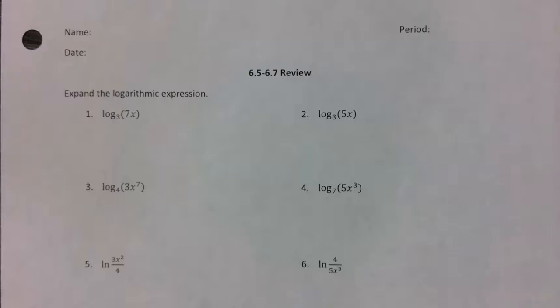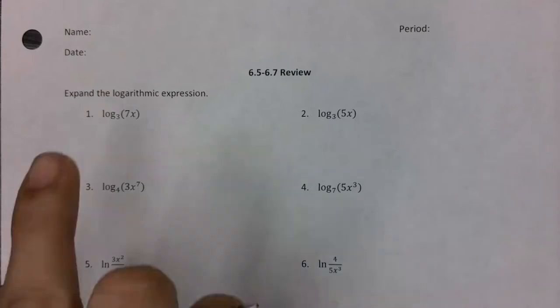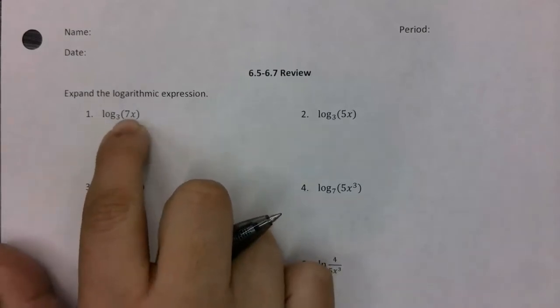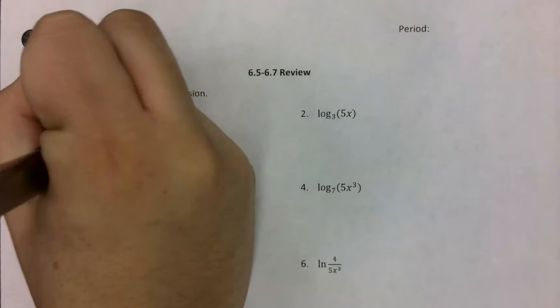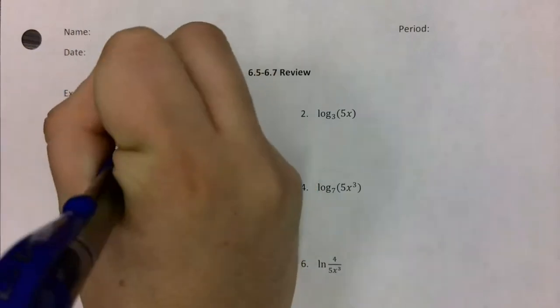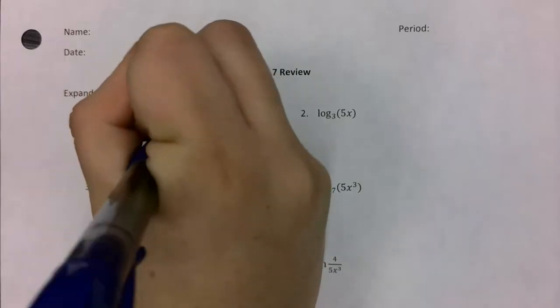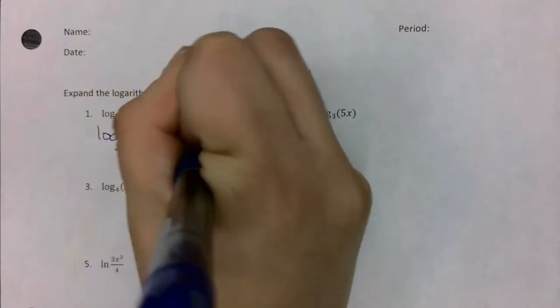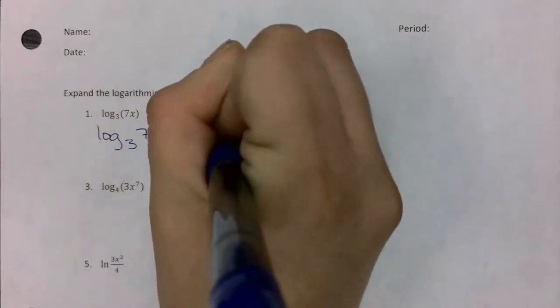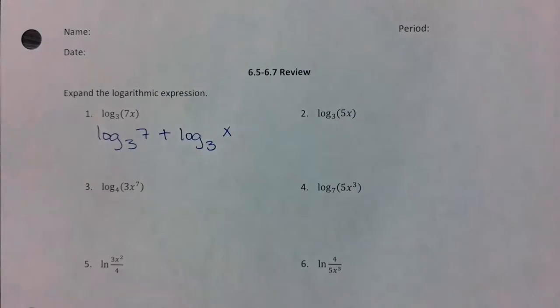So when it tells me to expand a logarithmic expression, this means to make it really big and put pluses where I have multiplication and subtractions where I have division. So on the first one, I have two terms being multiplied together, 7 and x. So I'm going to have log base 3, 7, and then I split up multiplication with a plus because these are like exponents where those get added together when I'm multiplying the bases. Okay. That's all I have to do for number 1.